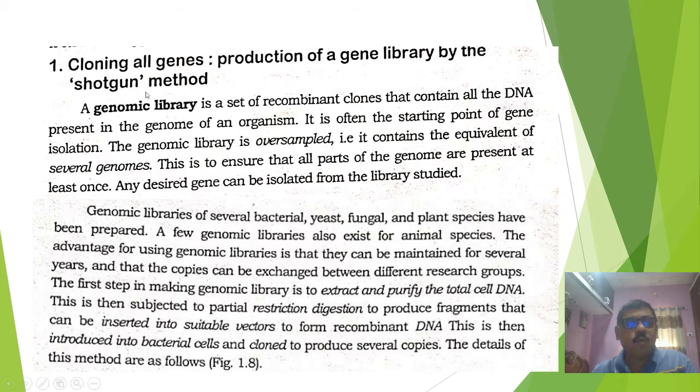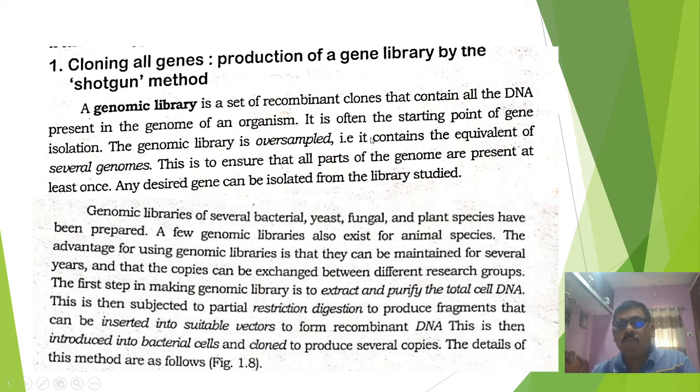What is the shotgun? Cloning of all the genes is done. The production of a gene library by the shotgun technique is done. The genomic library is what? It is a set of recombinant clones that contain all the DNA present in the genome of the organism. In simple language, what is it? All the genes which are present in an entire genome constitute the genomic library. Means within the genomic library, all the genes should be present at least once.